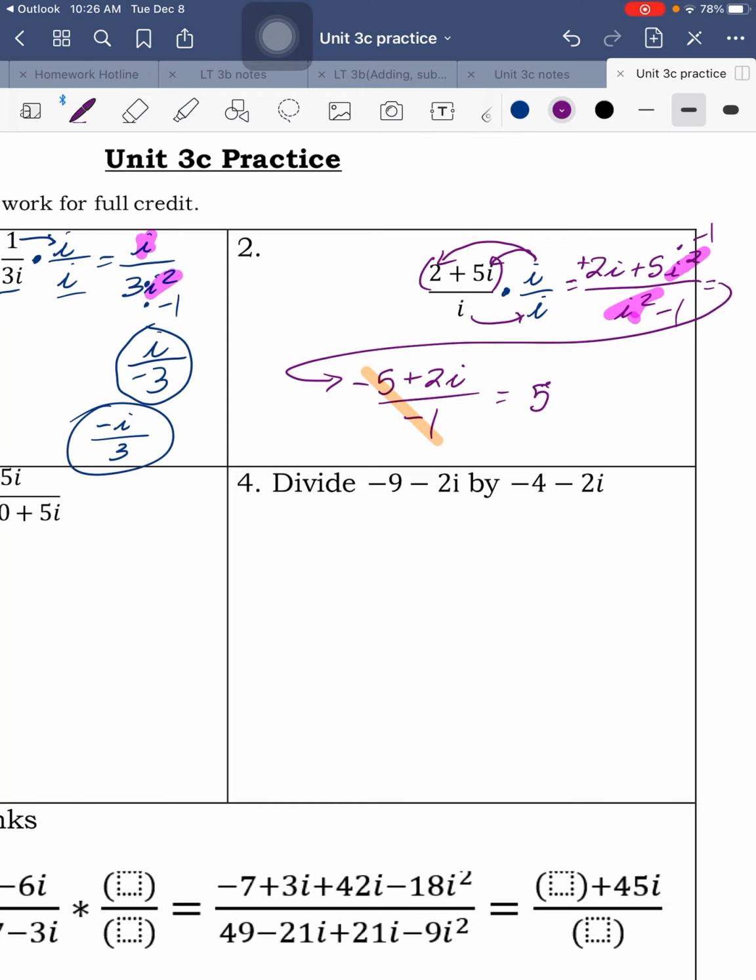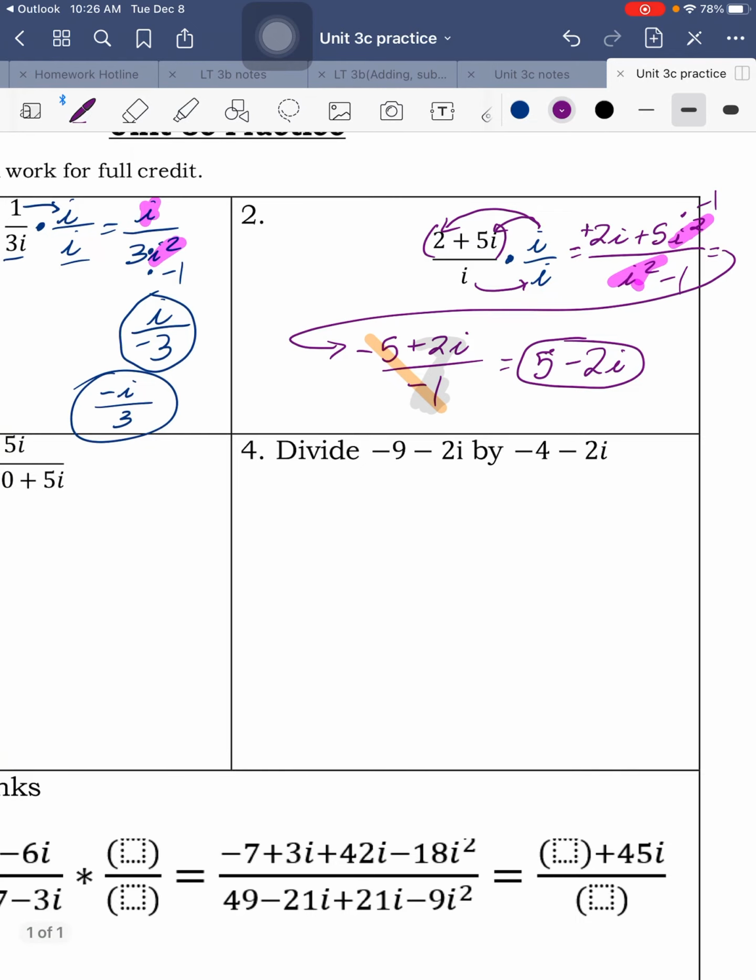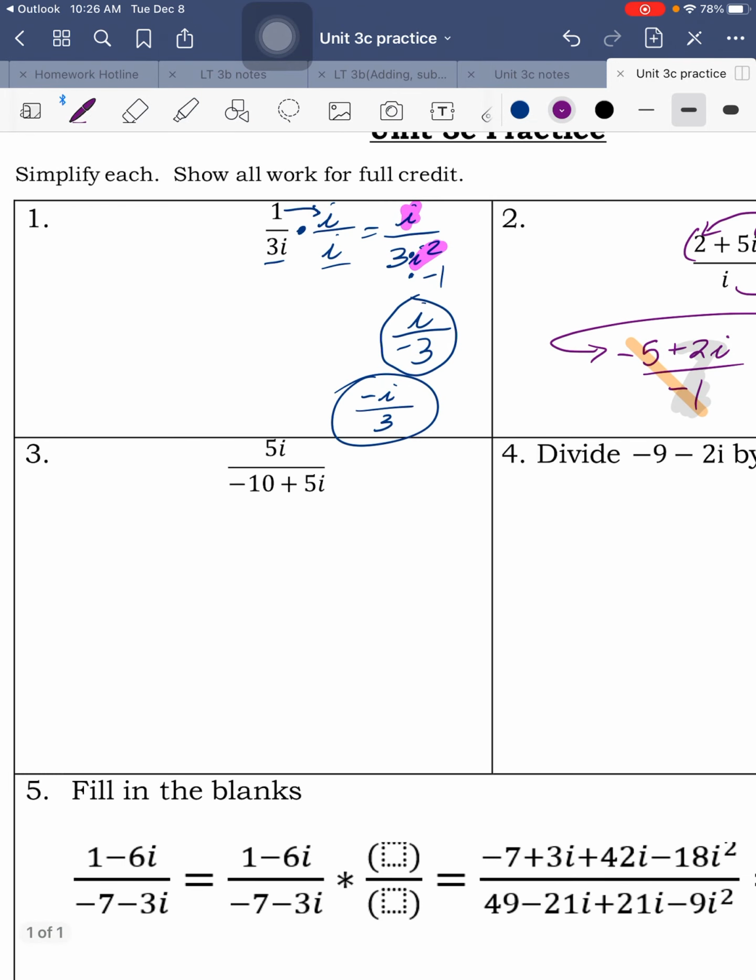And 2i divided by -1, so you're dividing both terms by that -1, is -2i. Really, you're just changing the signs. And so this will be your final answer, 5 minus 2i. And there's no denominator, it ends up going away. All right, next one, number 3.